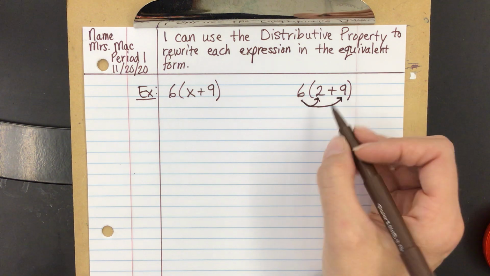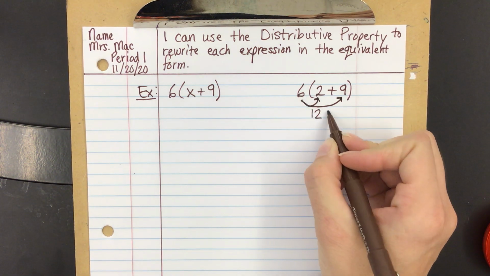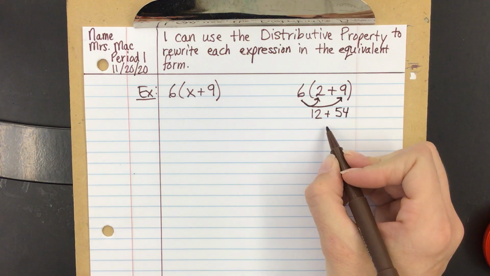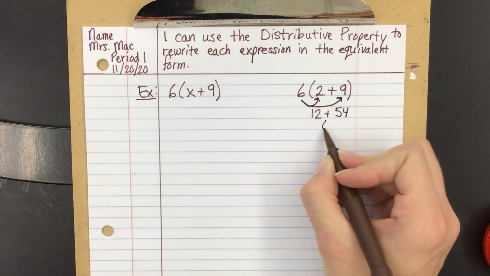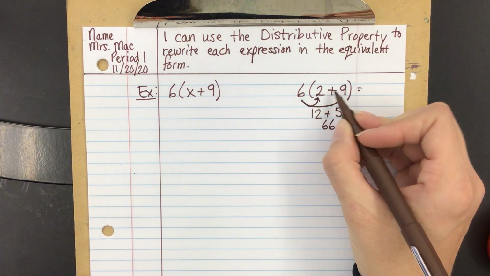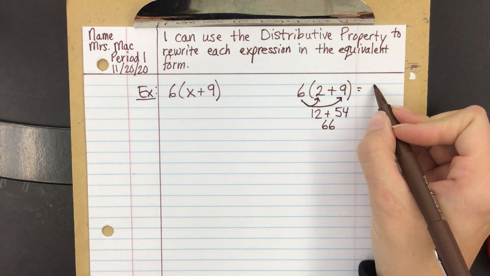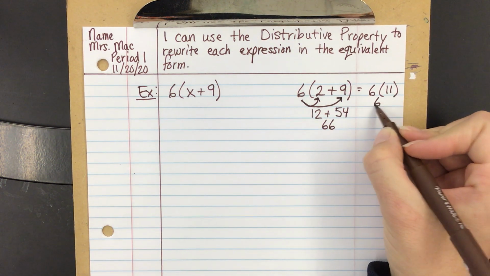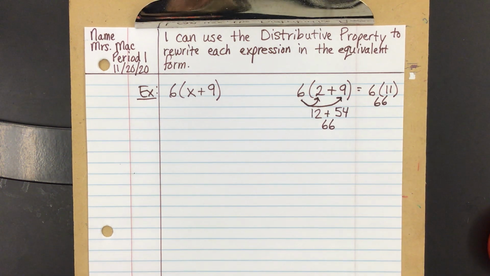Yes. Okay, so this would be 12 plus 54, and then you can simplify it further if you wanted to, 66. And just to show you, if we did the order of operations and we combined these first, this would be 6 times 11, right? Which is also 66. So the distributive property definitely works, but now we're going to take it one step further, and we're going to look at how to use the distributive property to rewrite expressions.